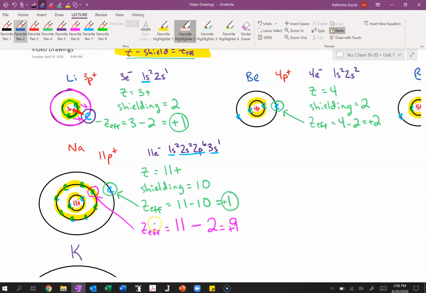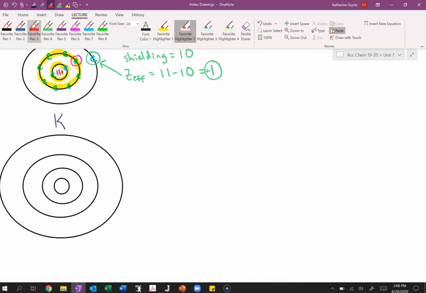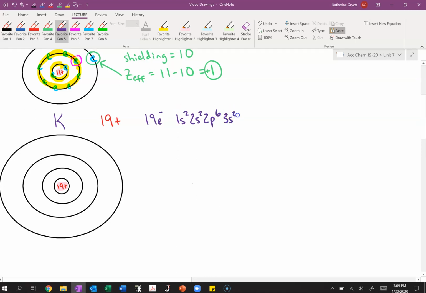Okay, so then we're going to do one more of these before talking about some trends. So we're looking at potassium next. Potassium has 19 protons, so all 19 of those are located in the nucleus, and its 19 electrons are in 4 different energy levels. We get 1s2, 2s2, 2p6, 3s2, 3p6, and finally 4s1.